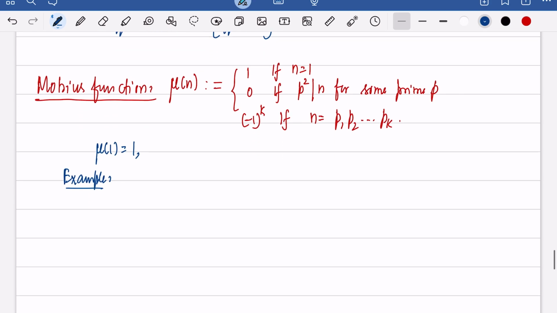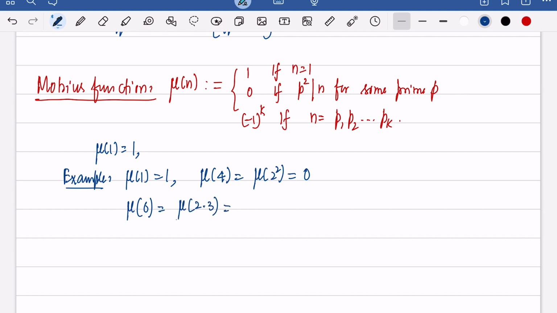Let's take an example here. Mu of 1, by definition, is equal to 1. Now suppose mu of 4, which is mu of 2 square. Since 2 square divides 4, this is equal to 0. Mu of 6 is mu of 2 into 3. Now this 6 is a product of two distinct primes, and there are two primes involved, so it is minus 1 square, that is equal to 1. Similarly, mu of 12 is equal to mu of 2 square into 3. Here it has a repeated factor, so this is by definition equal to 0.